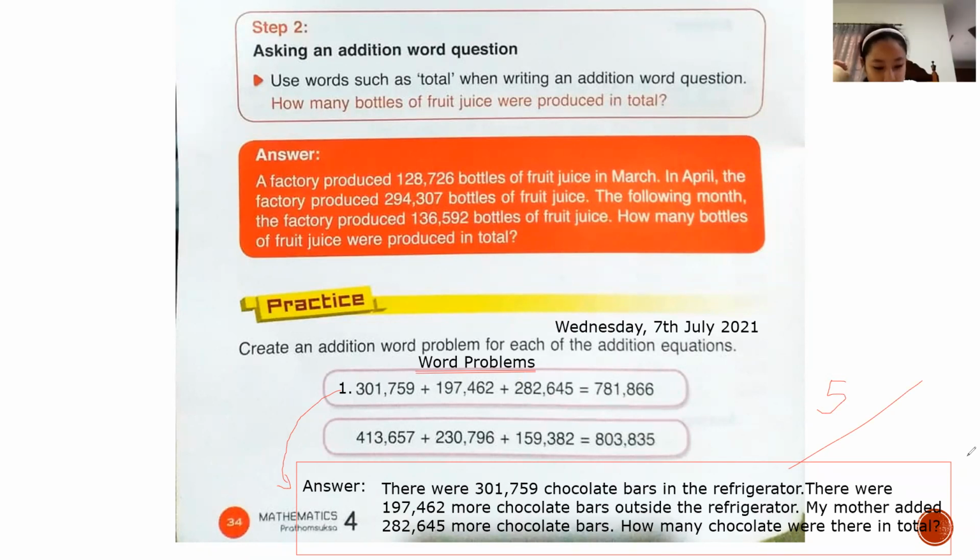So are you done with the first example? No. Okay, I'll wait for you. Can I drink my coffee? Yes, you can.